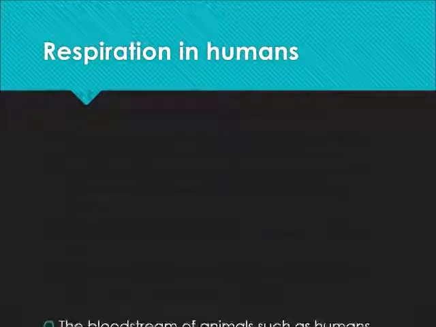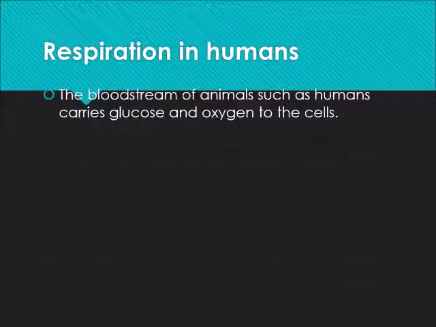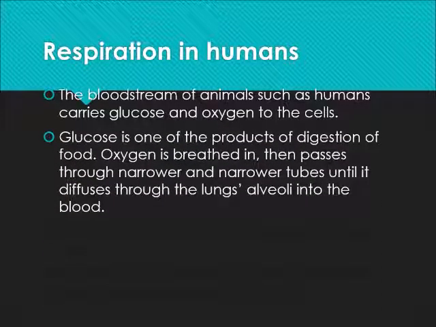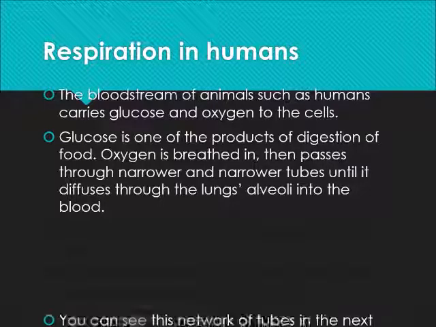In humans, the bloodstream of an animal, such as humans, carries glucose and oxygen to the cells. And glucose is one of the products of digestion of food. Oxygen is breathed in and then moves down narrower and narrower tubes and diffuses through the lungs' alveoli, which are tiny little sacs next to blood vessels that allow that gas to get into our blood.